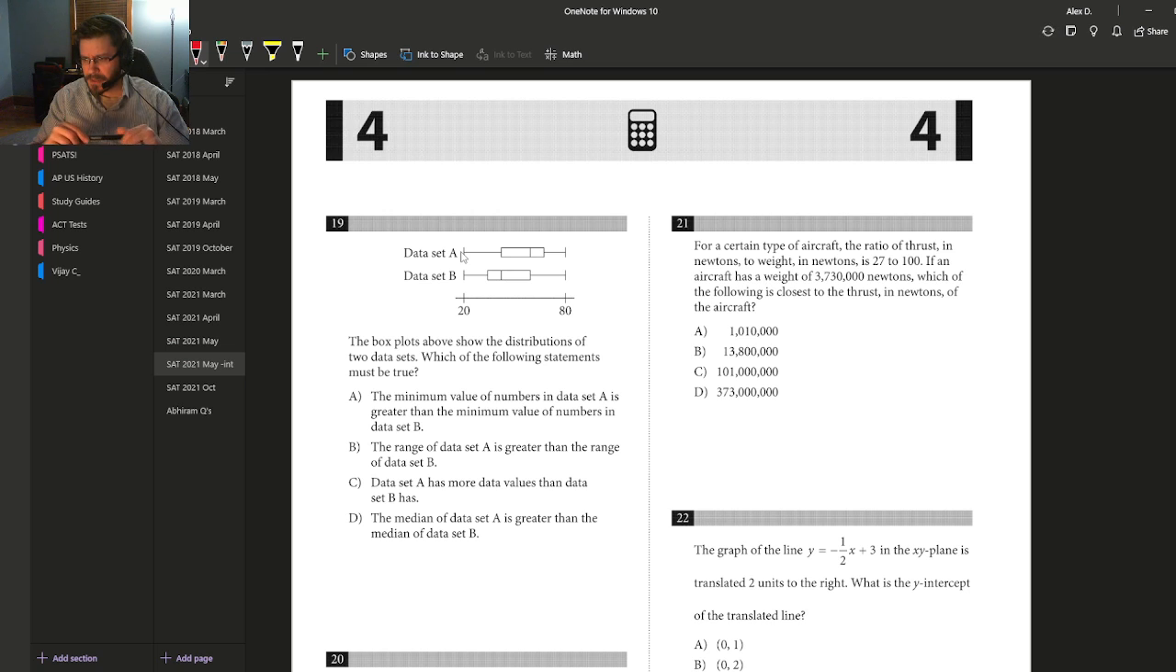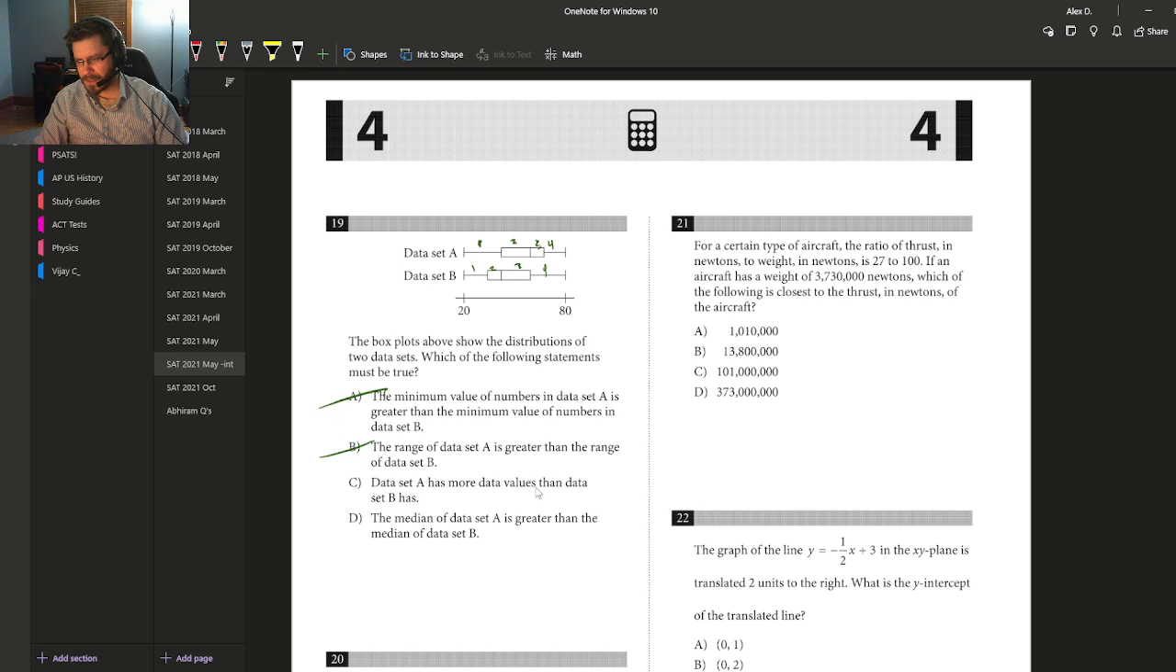Distributions, which of the following must be true? The minimum value of the data set A is greater than the minimum. No, the minimums are the same. So the extremities of the whiskers represent your minimums and maximums. The quartiles are here, so this is the first quartile for each one, second, third, and fourth. The range is the same for both.